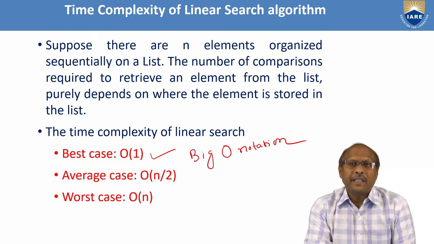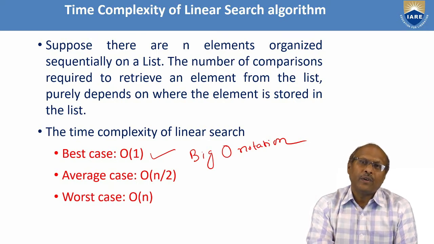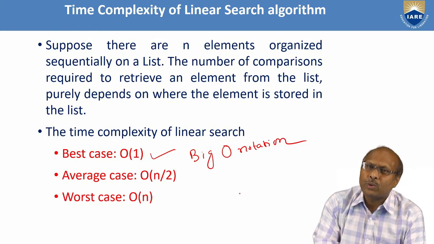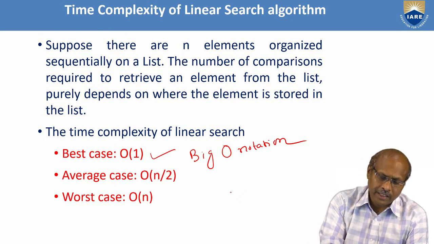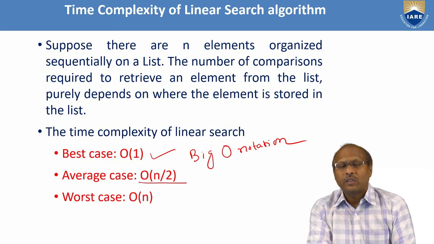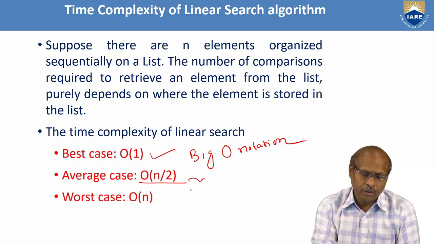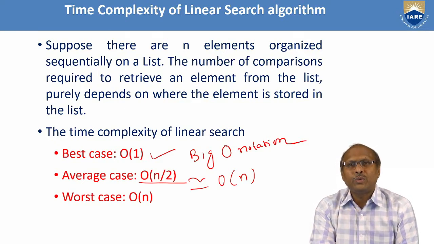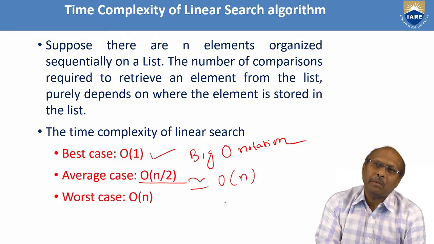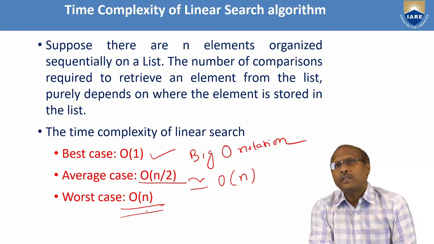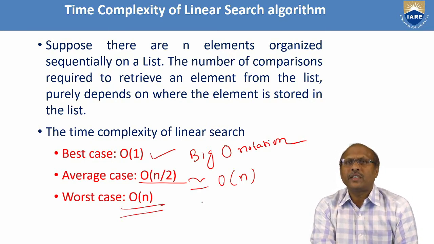If the element is available somewhere in the middle, or after the middle or before the middle, that means the time required to search using linear search comes under the average case, that is order of n by 2. That is also known as order of n. And the worst case is the time required to search till the end. Sometimes the data may be available at the end, so you have to go till the end. So that is order of n. So these are the time complexities of the linear search algorithm.